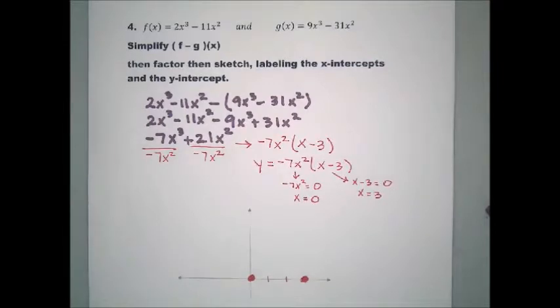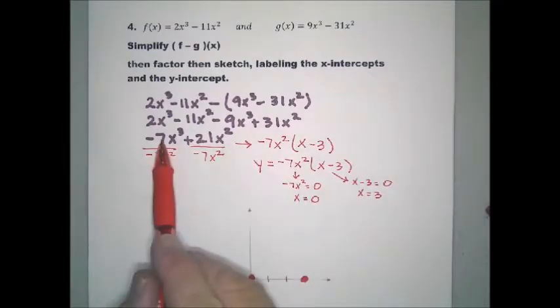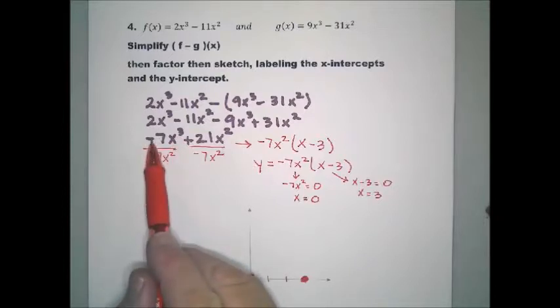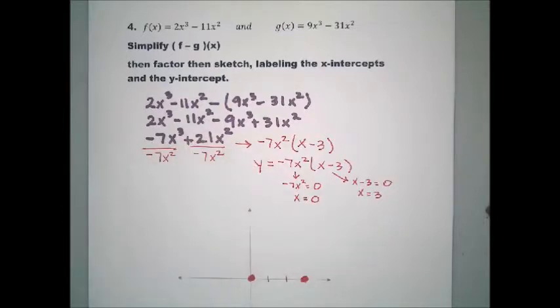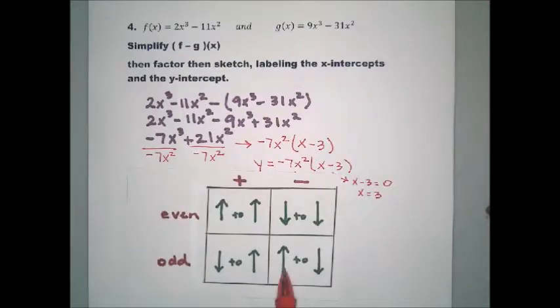Now, I can go all the way back up here and answer that question. The highest term is x cubed, so it's odd, and it's a negative coefficient. So odd negative means I start high and I go low. So that's what we do.